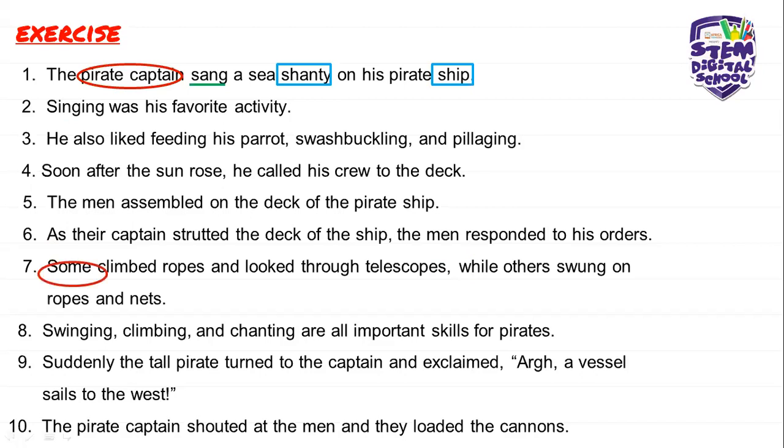Now, number 2, he is singing. Singing is the subject. Was is the verb. And activity is the object. Do all of you understand why singing is the subject and not the verb? Just give me a thumbs up or raise your hand if you do.